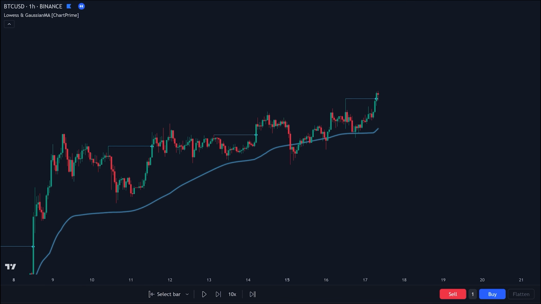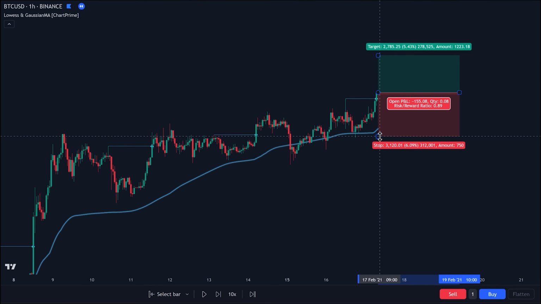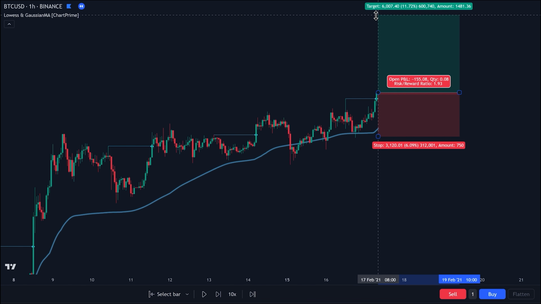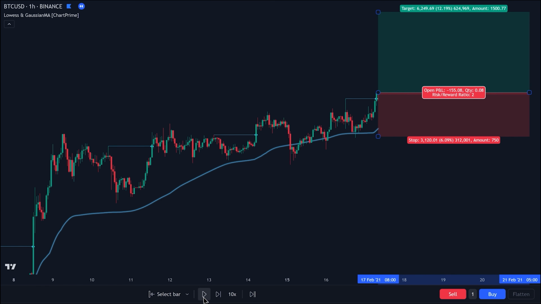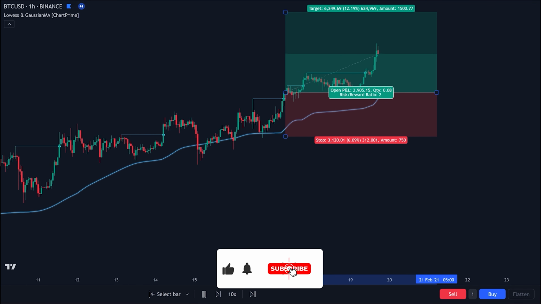Once the price breaks through the pivot with strong upward momentum, it provides confirmation that the uptrend is continuing. After this clear breakout from the pivot, that's when we enter the buy position. To manage risk, we set our stop loss just below the previous swing low. Our take profit target is set higher, aiming for a risk-reward ratio of 2.0. By combining the support from the blue Gaussian moving average and the breakout from the pivot, this trade setup provides a strong entry point into the ongoing uptrend.